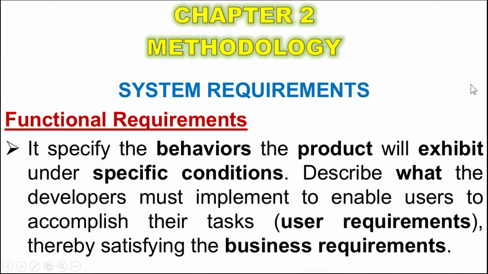The next subsection of system requirements is functional requirements. It specifies the behaviors the product will exhibit under specific conditions. Describe what the developers must implement to enable users to accomplish their tasks, user requirements, thereby satisfying the business requirements.